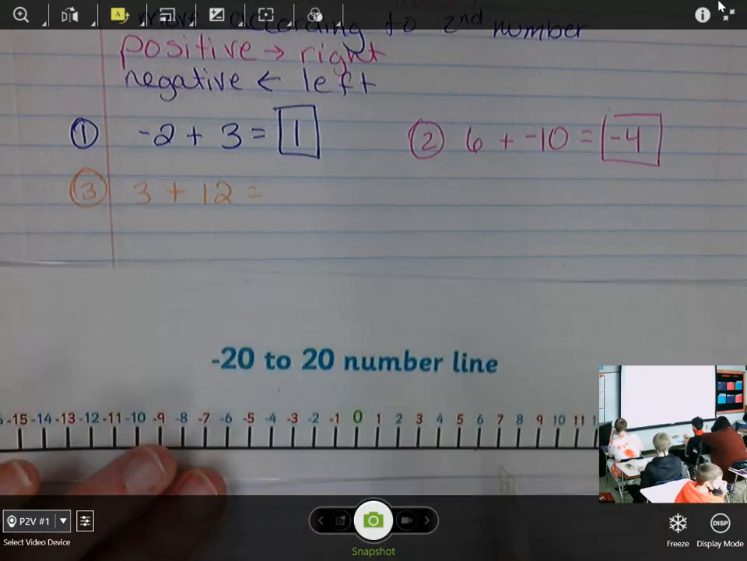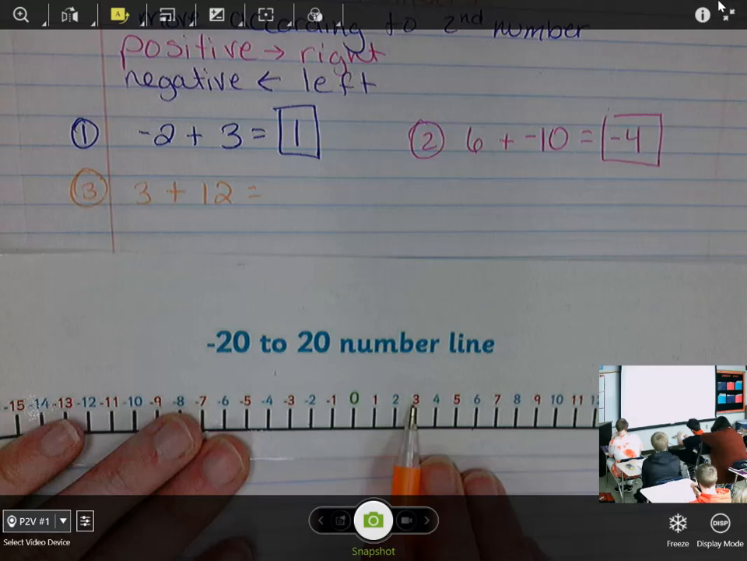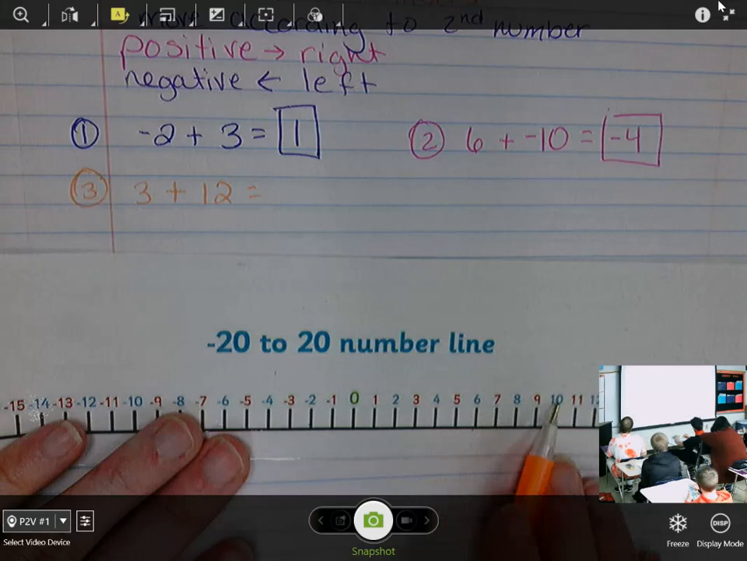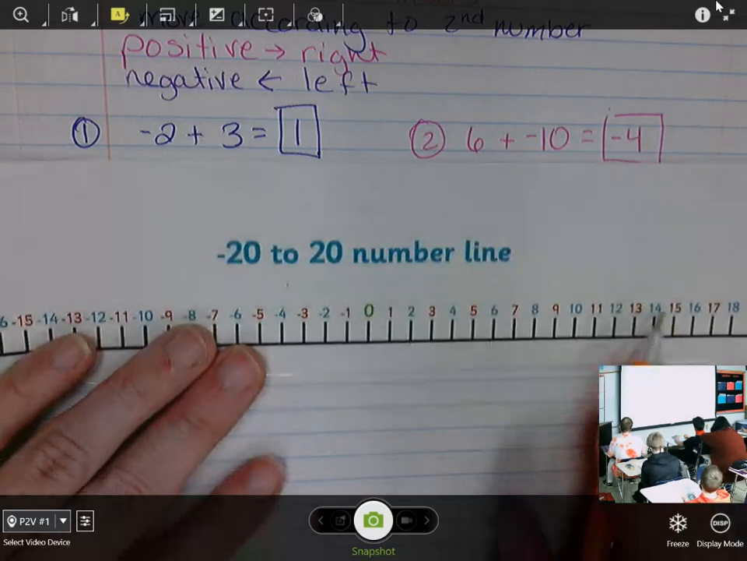So start at positive 3, and since 12 is positive, you move to the right 12. So there's 1, 2, 3, 4, 5, 6, 7, 8, 9, 10, 11, 12, which is at 15.